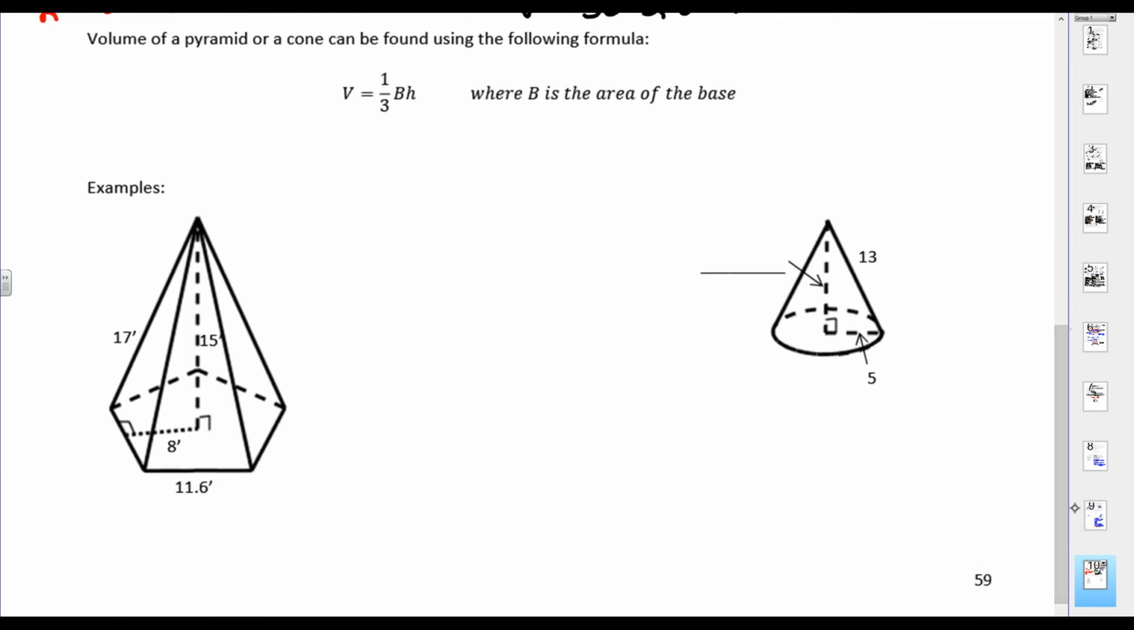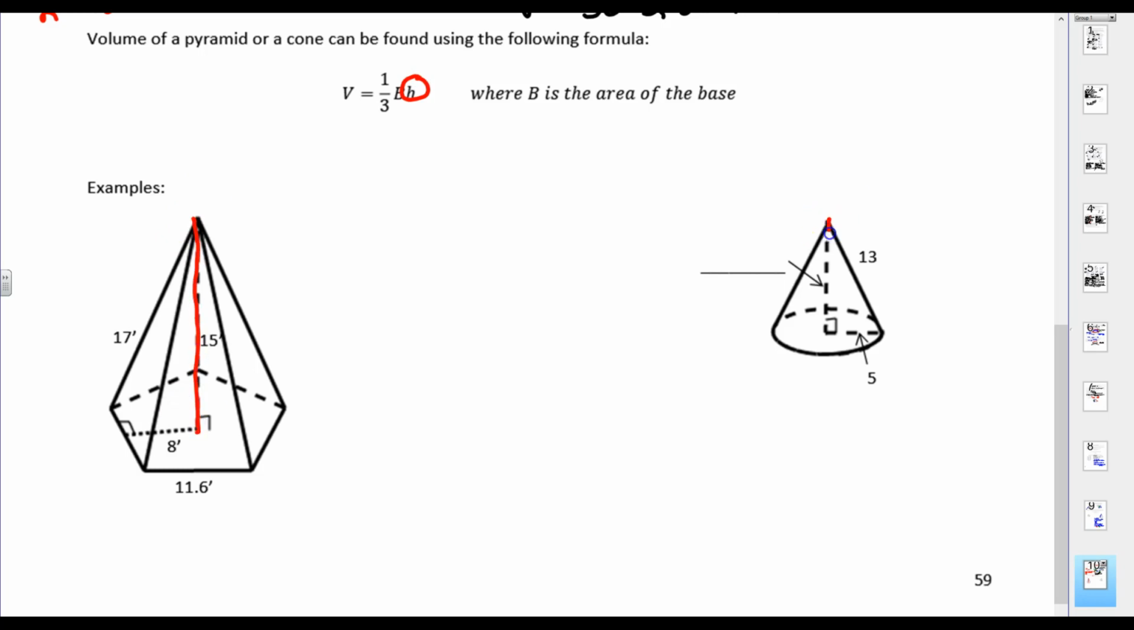Volume of a pyramid and a cone are incredibly similar to volume of a cylinder or a prism. You just multiply it by 1/3. So your volume is equal to 1/3 area of the base times the height. Again, you've got to be careful. This is a height this time. Your height is always this piece right here.